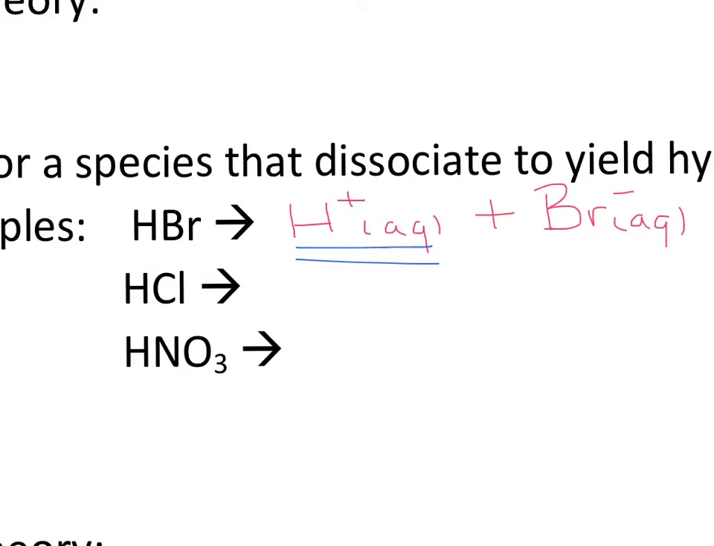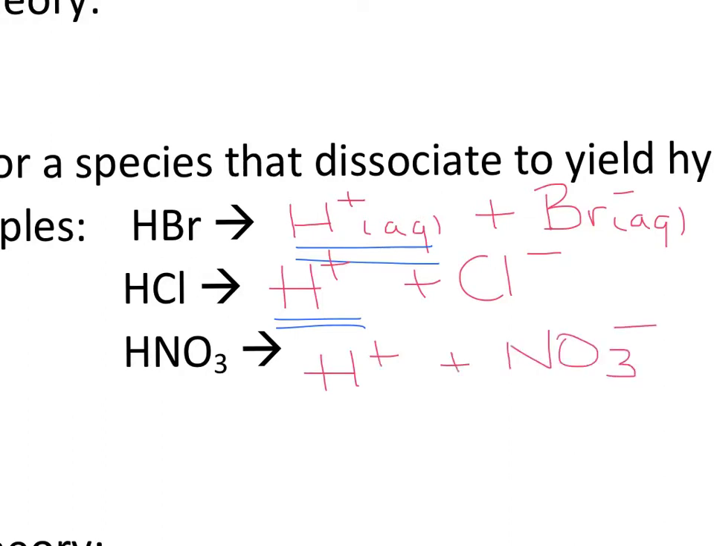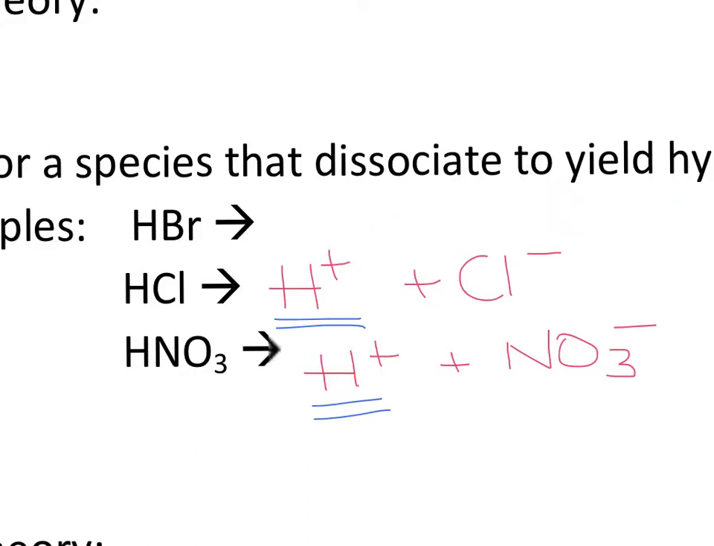Looking at HCl now, this can break apart into H+ and Cl-. Again, we have obtained the H+ ion, therefore we can predict that HCl has acidic properties. Lastly, looking at HNO3, this would break apart into H+ and NO3-. Obtaining the H+ ion, we can predict that HNO3 has acidic properties.